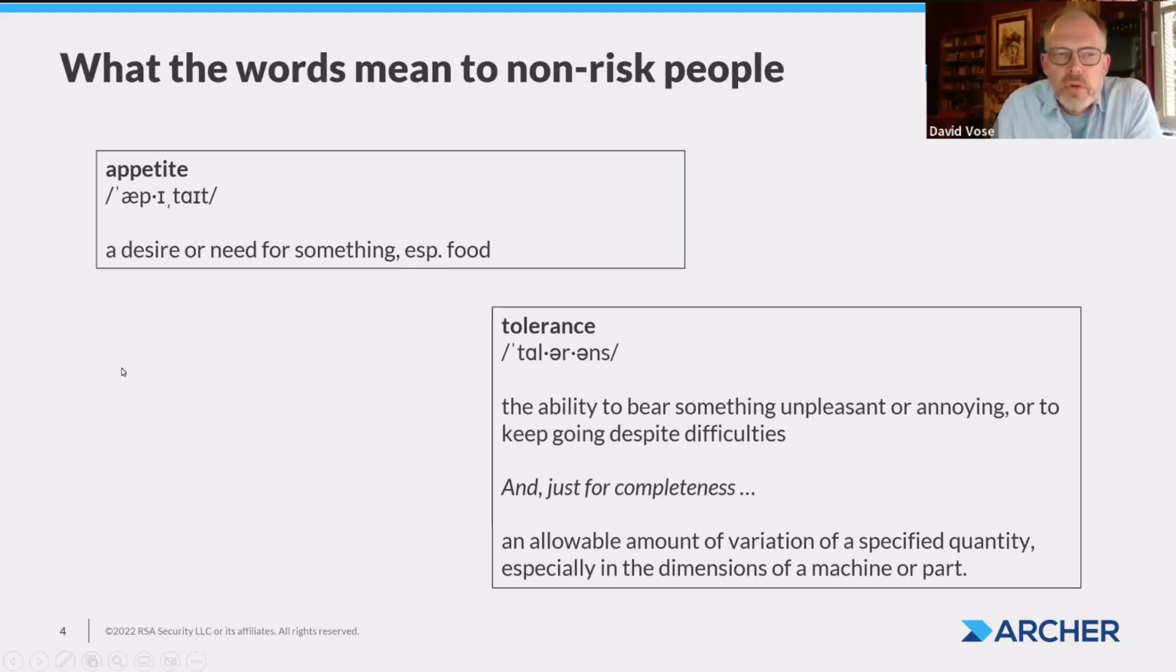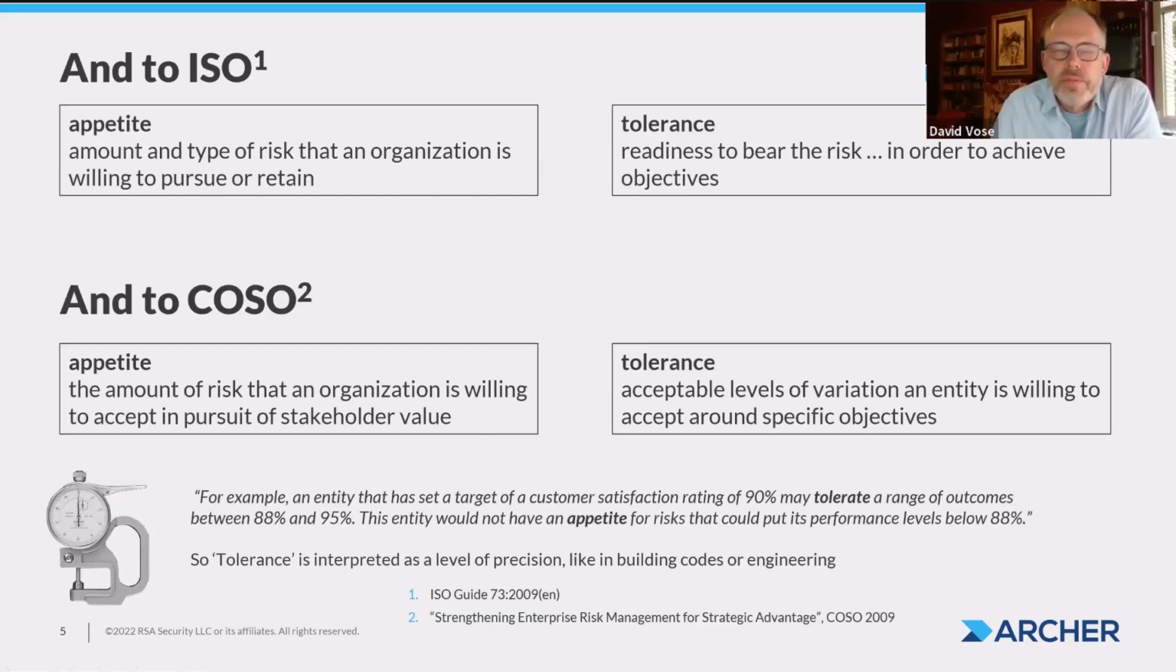Well, let's go to some authoritative sources. According to ISO, this is the ISO Guide 73/2009 in English, appetite is the amount and type of risk that an organization is willing to pursue or retain. And for them, tolerance is the readiness to bear the risk in order to achieve objectives. And that sounds to me like really just the difference between willing and readiness. I'm not really sure what the difference there is, and I feel I'm not alone here.